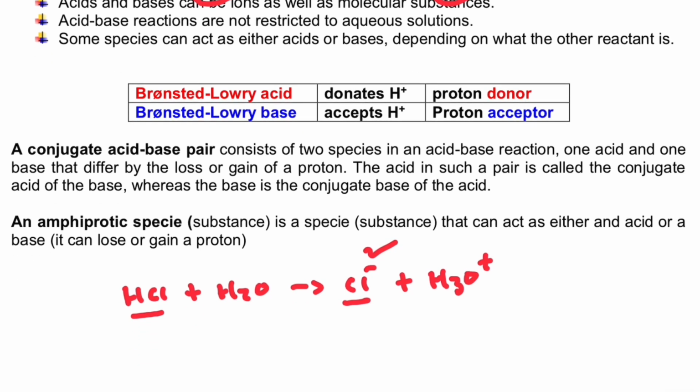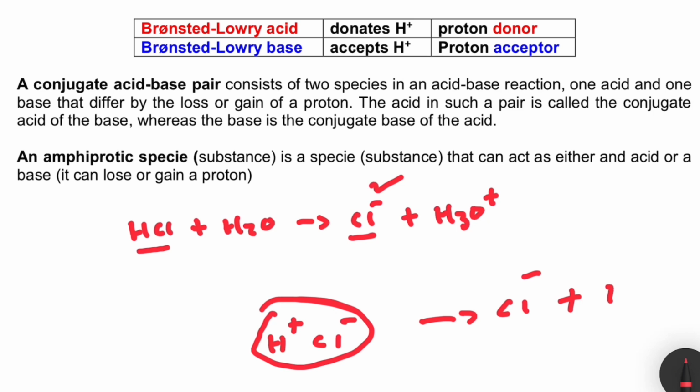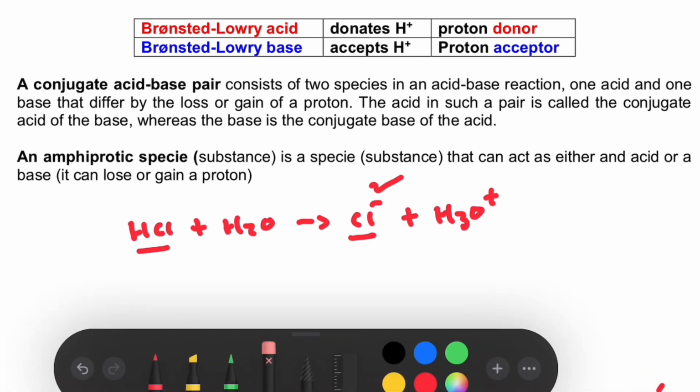Because take a look at this. HCl is made up of H plus and Cl minus. So this is HCl, right? And then after it reacts with H2O, we now have Cl minus plus H3O plus. So it has donated a proton. That's why we're referring to it as an acid. So HCl in this case is our acid.